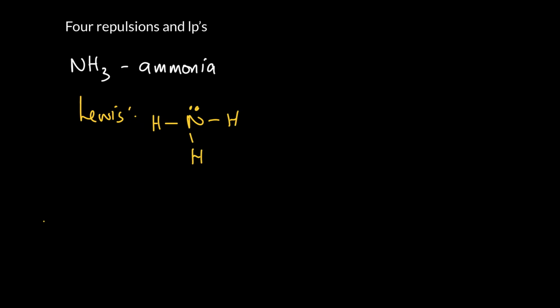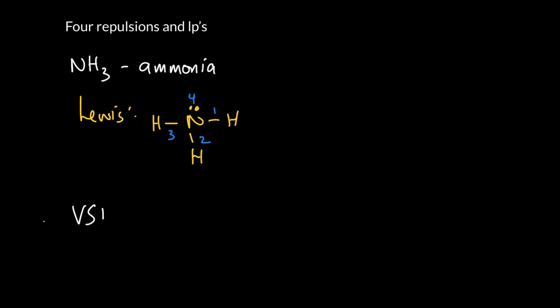And to figure out the geometry, we have to count the number of repulsions. So remember, any kind of bond or any lone pair is going to try and stay away from each other as much as possible. So you've got 4 repulsions there, so that gives you that tetrahedral geometry. So let's go ahead and sketch that out.